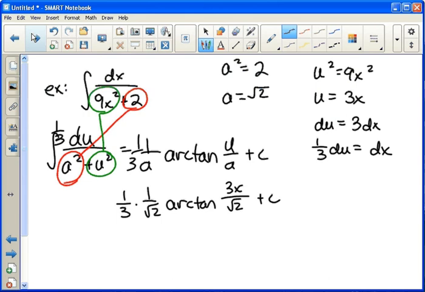And aside from maybe just combining those front two into one fraction, that's it. So it is important to make sure your du matches, because that may mean you need to put a coefficient out front just like you did with u substitution.